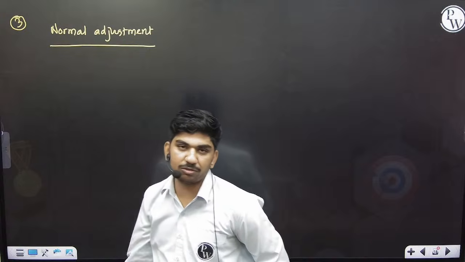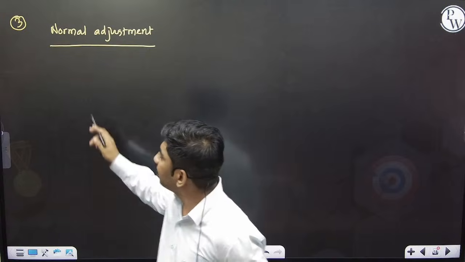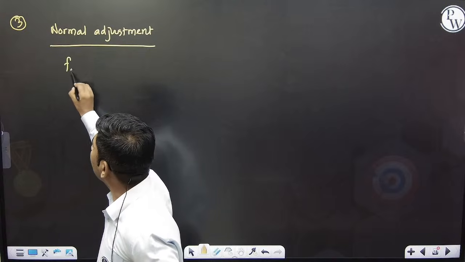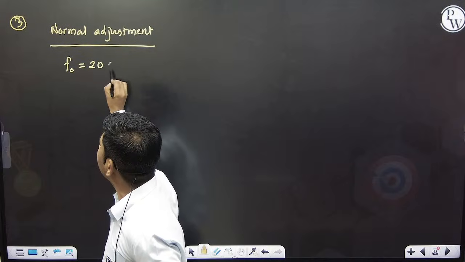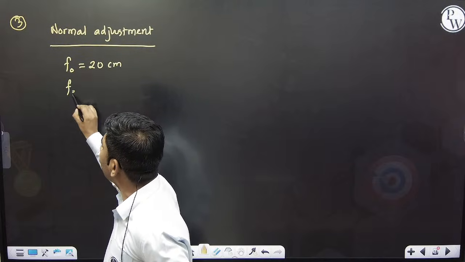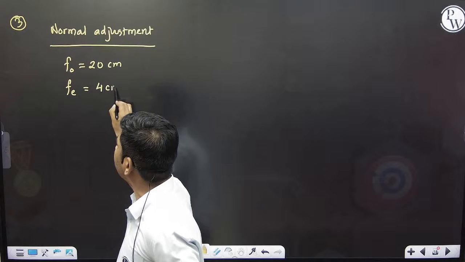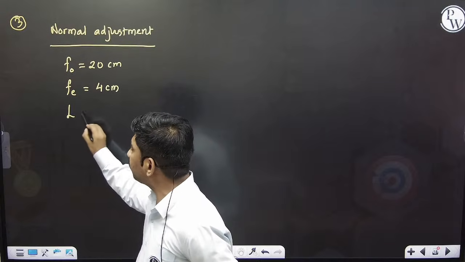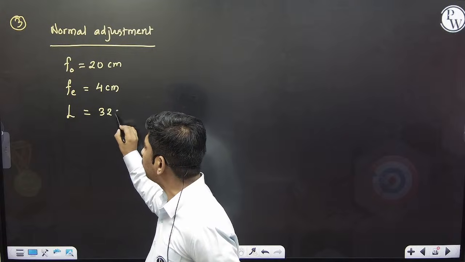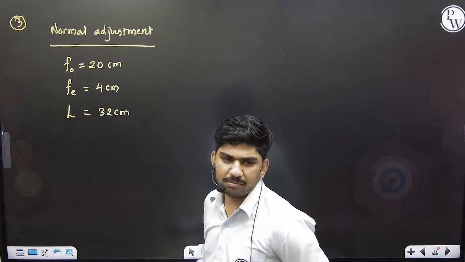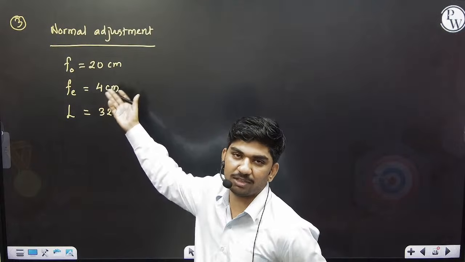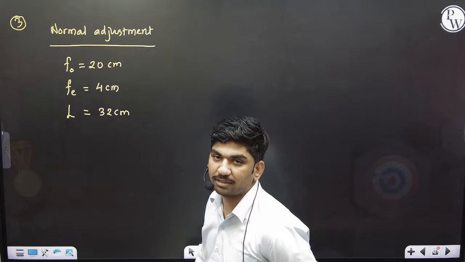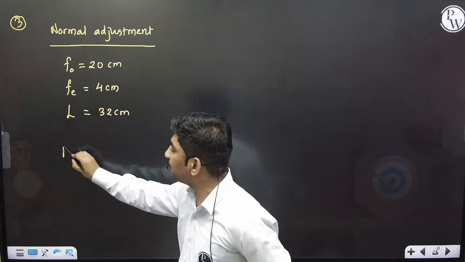Of course, we can use the direct formula for that. They have given the focal length of the objective as 20 centimeter, the focal length of the eyepiece as 4 centimeter, and the tube length L equal to 32 centimeter. This is the data I have got. Maybe in the exam you might have seen different data, but overall the question was like this. And then they ask the magnifying power.